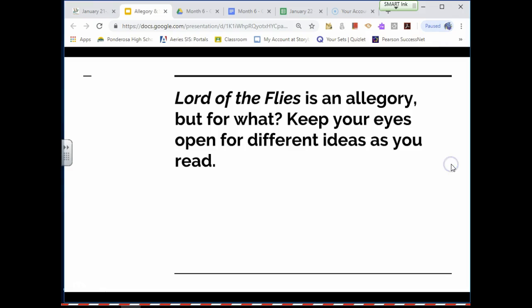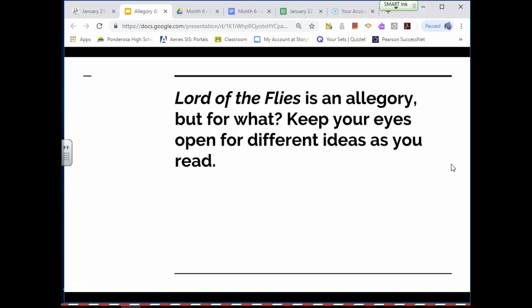Okay, that's fine. Alright, so here's what I want you guys to keep in mind as you read Lord of the Flies. Ryan? Lord of the Flies is an allegory. Okay? Follow me when I say that. Lord of the Flies is an allegory.